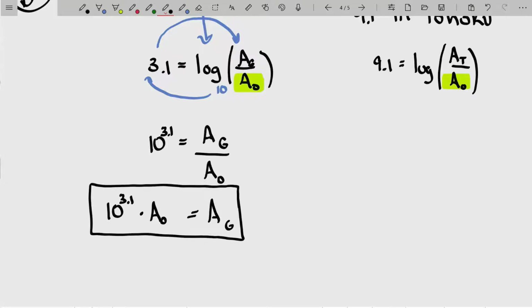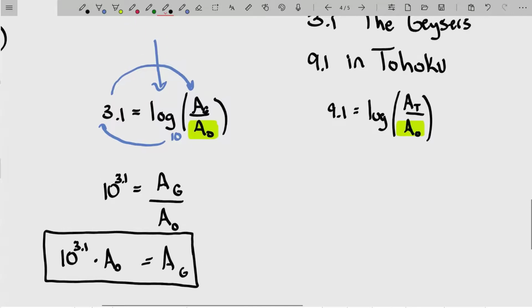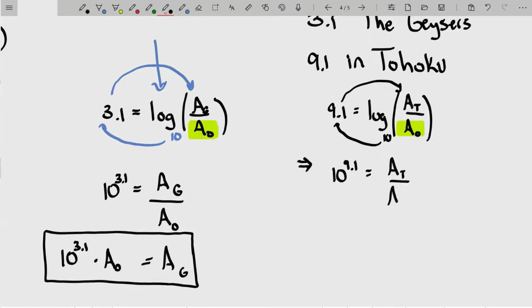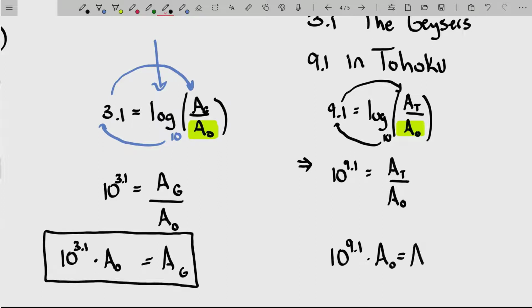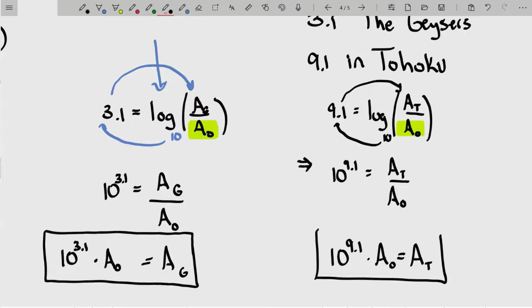So box that up. Now let's go over to the quake in Tohoku, Japan, and solve that again using the circular argument. 10 to the 9.1 is equal to the inside. So 10 to the 9.1 is equal to A sub t over A naught. Multiply both sides by A naught, and you get the following. 10 to the 9.1 power times A sub 0 is equal to A sub t. That is the power level, or was the power level, for the earthquake in Japan in 2011.